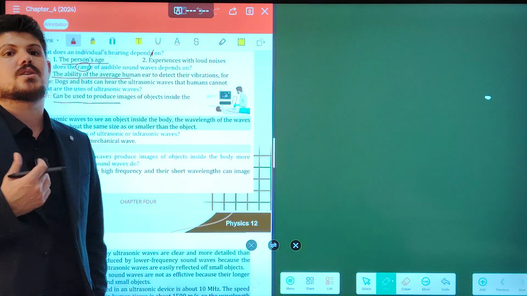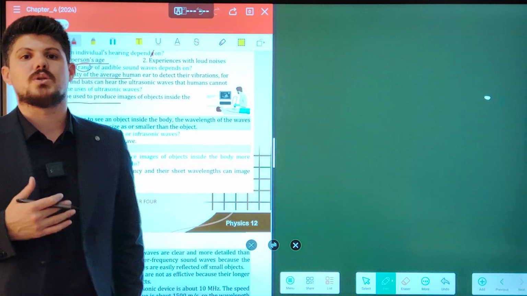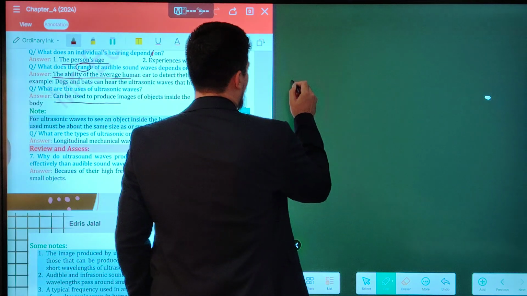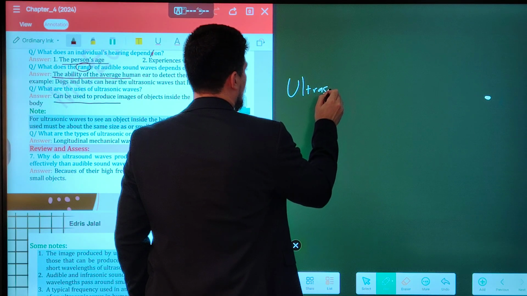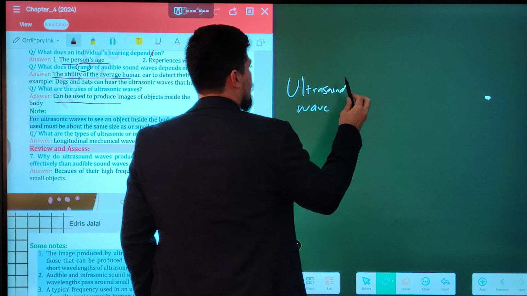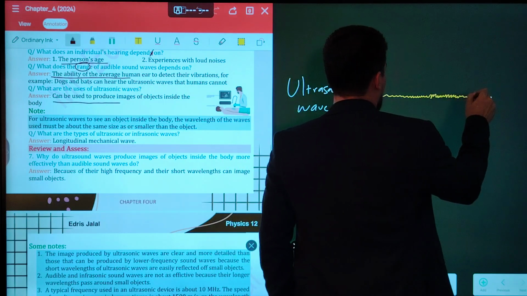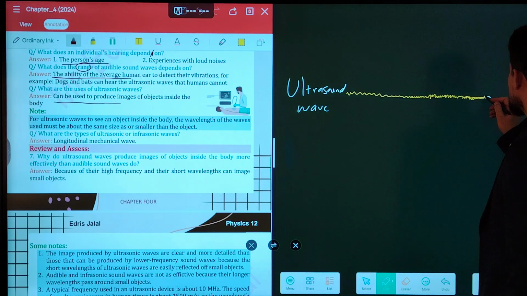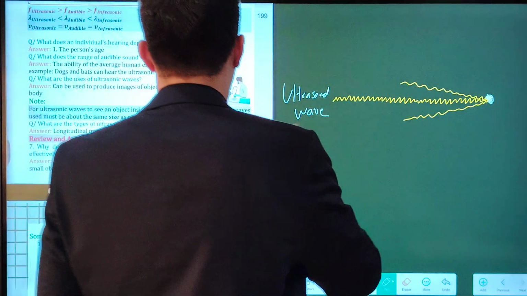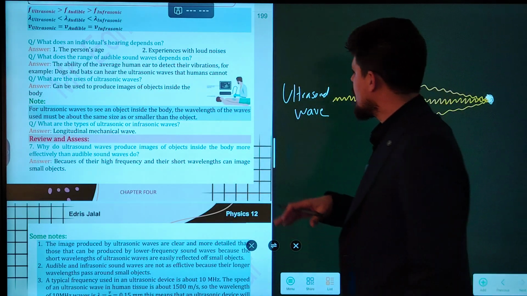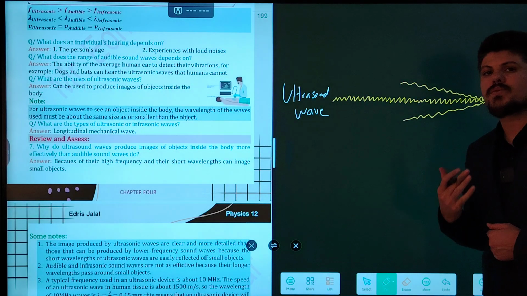What is the ultrasonic device or ultrasound device? An ultrasound device is a device that can be used to detect or see small objects inside our body. Why? Because the ultrasound wave has more frequency, the highest frequency. Okay guys, as you know, the ultrasound wave can be used to detect or see small objects inside our body. Why? Because the ultrasound wave has the highest frequency.